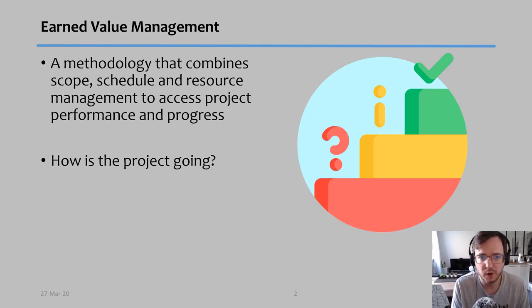So first of all, what is earned value management? It's a methodology that combines scope, schedule, and resource management in order to understand the performance of the project right now. Is the project going well? Is it okay? Or is it really bad? So it answers the big question, how is the project going?